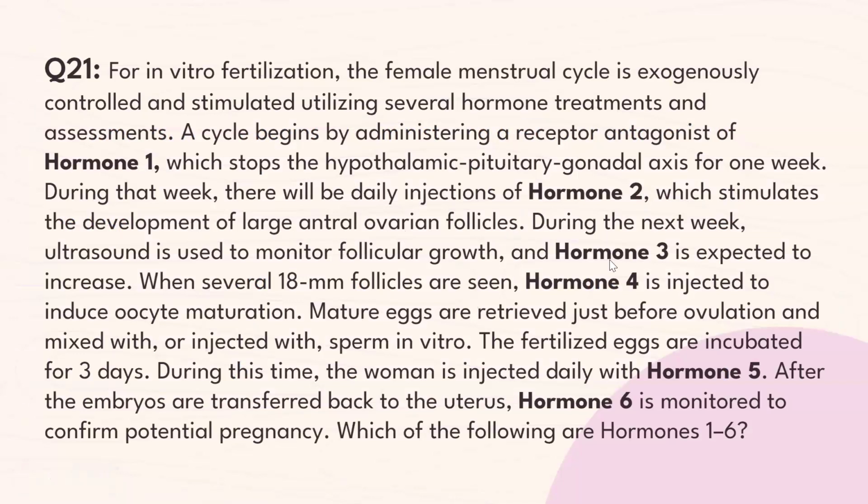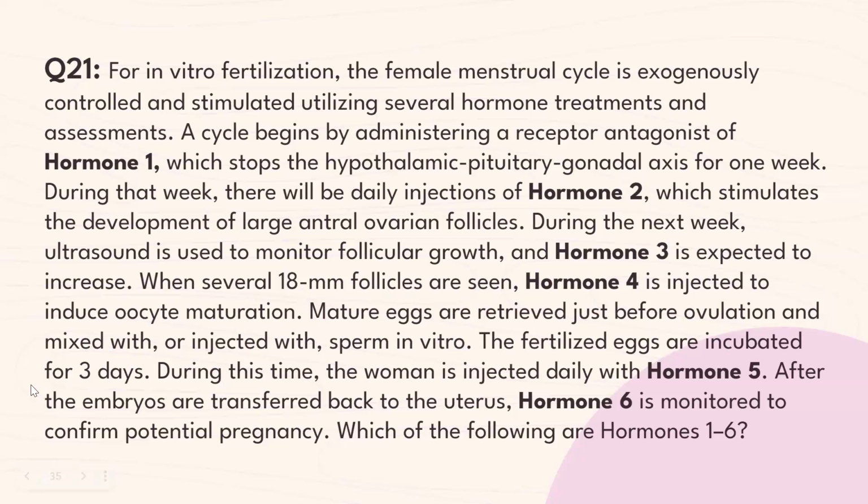FSH, perfect. Hormone 3, okay, during the next week, ultrasound is used to monitor follicular growth, and hormone 3 is expected to increase. Which hormone do you think increases when the follicular growth is high? Estrogen, perfect. So now we know hormone 3 is estrogen. When several follicles are seen, hormone 4 is injected to induce oocyte maturation. What do you think hormone 4 is? LH, absolutely.